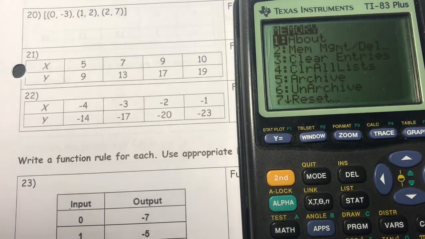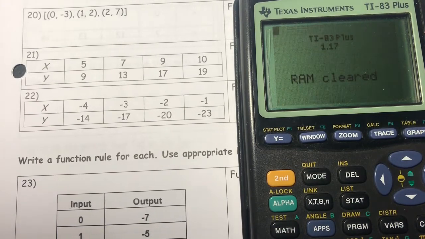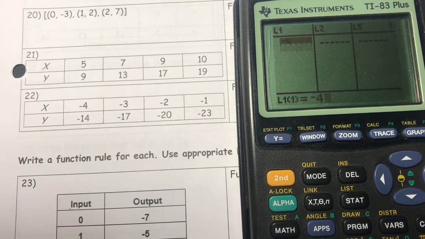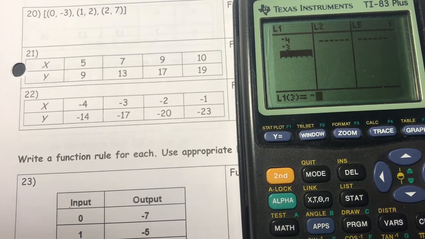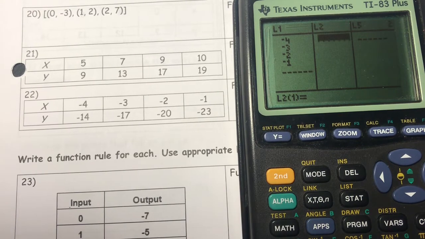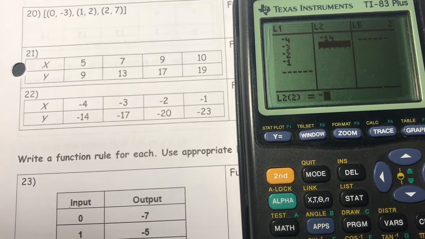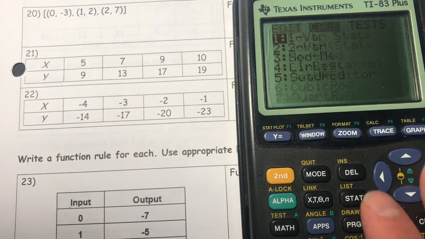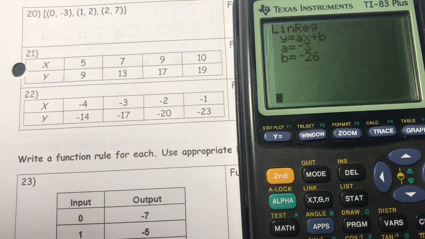Second plus 7, 1, 2. Stat, edit, negative 4, enter, negative 3, enter, negative 2, enter, negative 1, enter. Okay. Negative 14, enter, negative 17, enter, negative 20, enter, negative 23, enter. Okay, second mode. Stat, calc, linreg, enter.